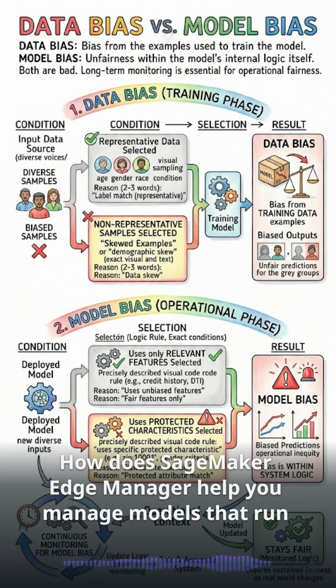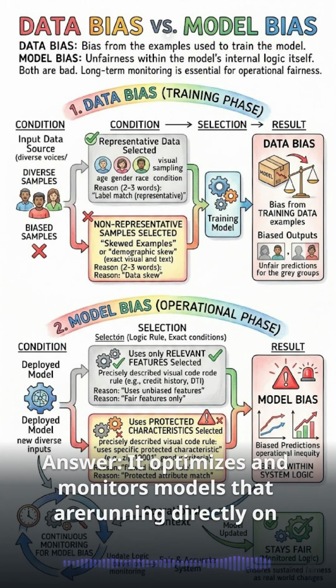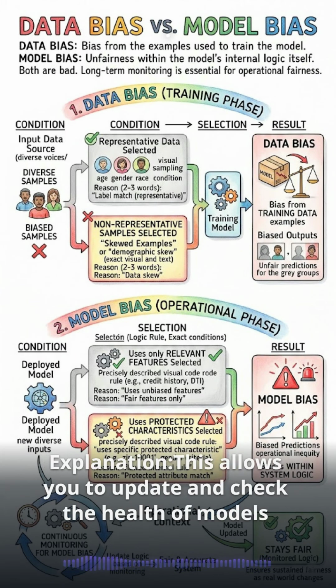87. How does SageMaker Edge Manager help you manage models that run on small devices like cameras or sensors? It optimizes and monitors models that are running directly on hardware outside of the standard AWS cloud servers. This allows you to update and check the health of models running on thousands of different smart devices at once.